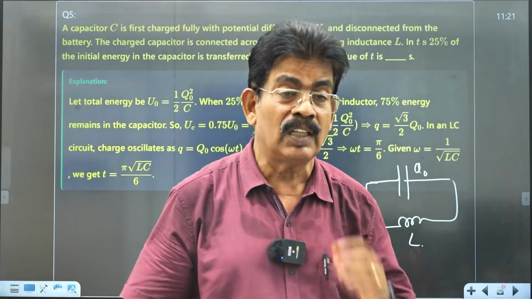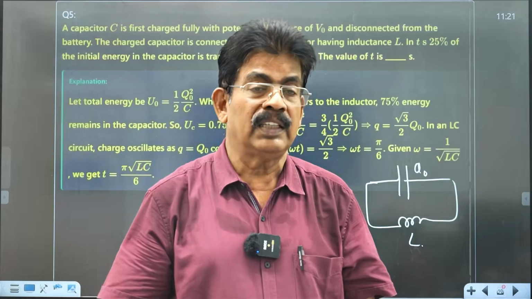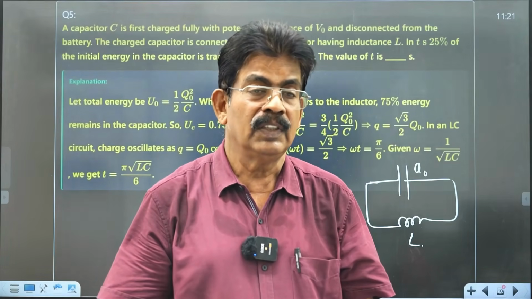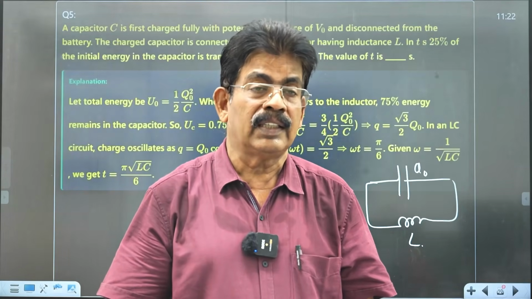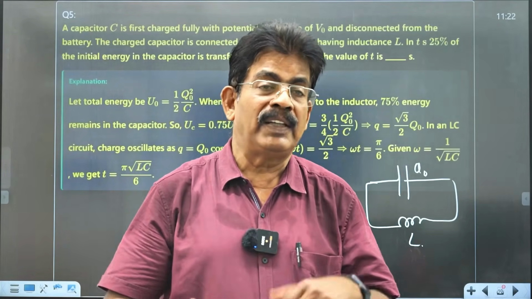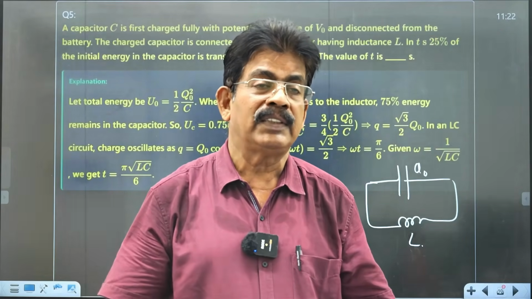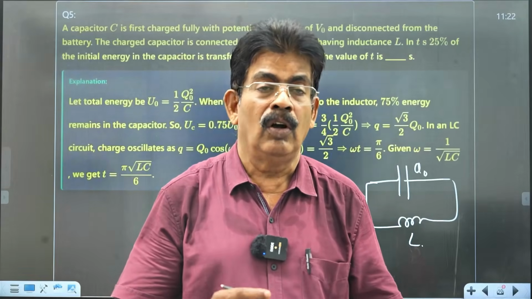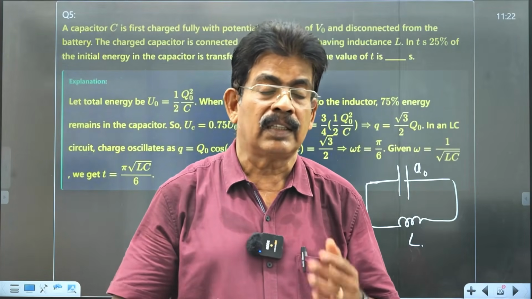Capacitor is fully charged and connected across an inductor. Capacitor gets discharged, current in the inductor increases, and when the capacitor is fully discharged, current in the inductor is maximum. Then the capacitor is charged with opposite polarity. Then when the capacitor is fully charged, reversal happens in the opposite direction. So charge in the capacitor will be decreasing and increasing. Current in the inductor will be oscillating.